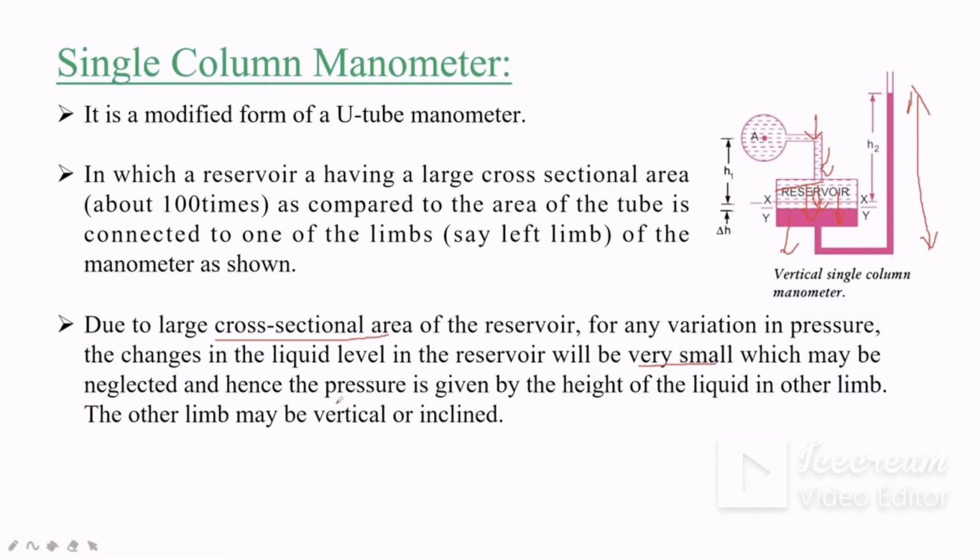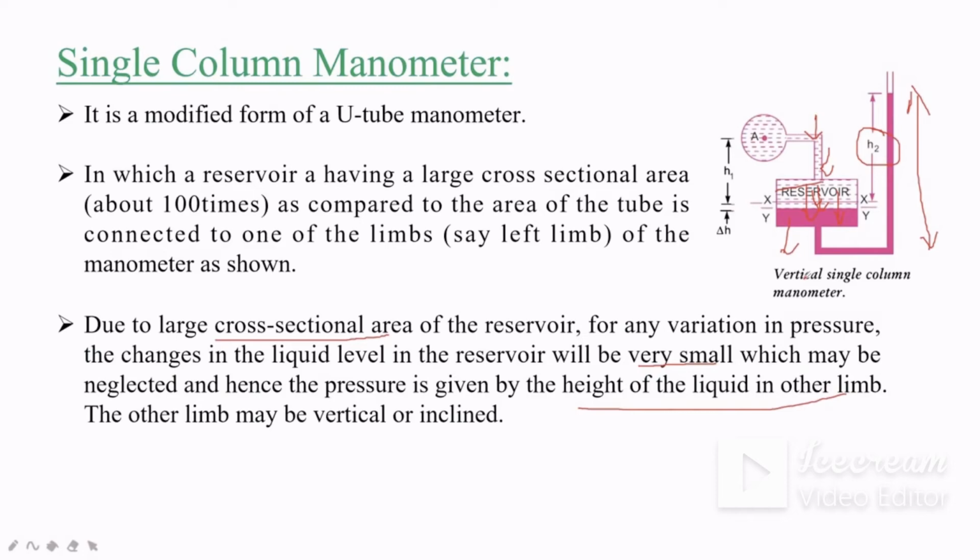So for this single column manometer, when it is connected where the pressure is to be measured, the reservoir change is neglected, and the pressure is given by the height of the liquid in the other limb. Whatever height of liquid we get in the other limb, we take as H2, and then measure by the formula which we know. For that we have a mathematical procedure, a derivation. Simply it won't come, so we'll see.